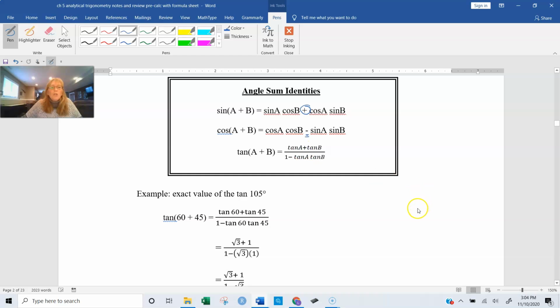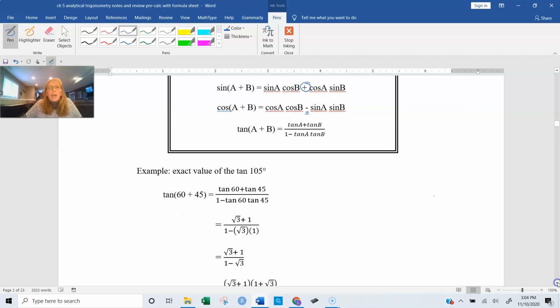Your signs have changed. All right, we did sine and cosine last time, so I decided to do a tangent this time. I want to find the exact value of tan 105. That means whatever I add up, it has to add up to 105, and it has to be angles that we know. So your 30, 60, 90s, your 45s, those types. I know that 105 is 60 plus 45. Again, you can use different numbers.